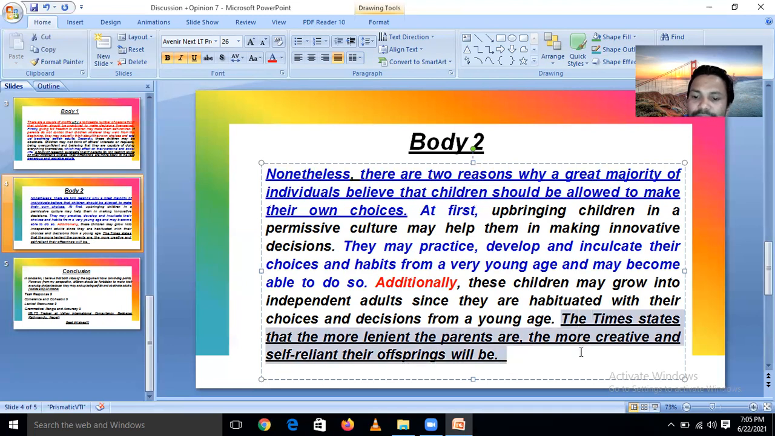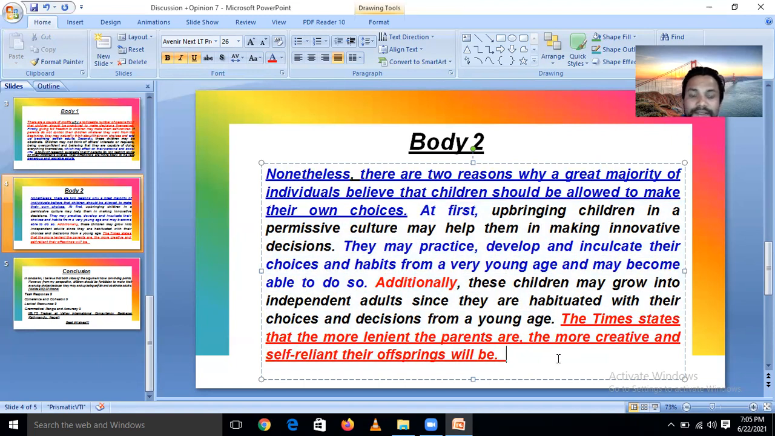So they should be allowed to make their own decisions because they can be more creative and they can be self-reliant, meaning independent, later on. So due to these reasons, they should be allowed to make their own decisions. This is how the second body of the essay is developed with 2 points, topic sentence, and look at the step language and how the ideas are fully developed.